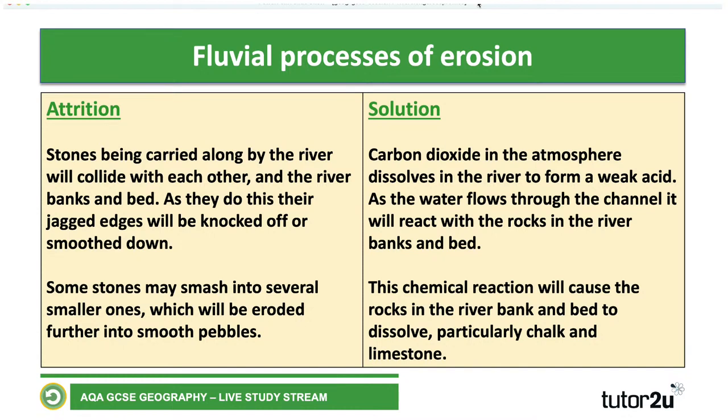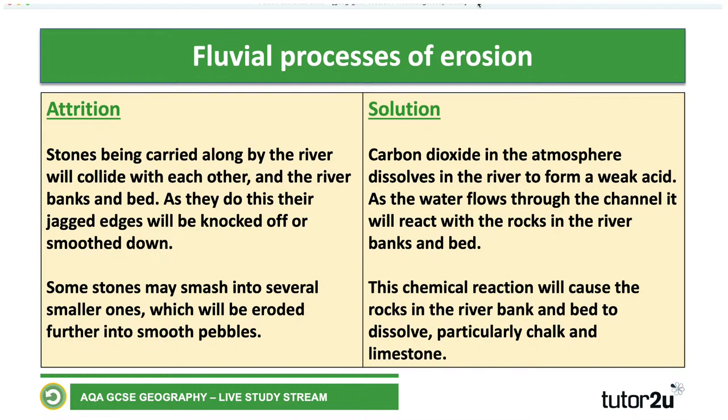So attrition, we talked about those stones being carried along by the river. They collide with each other. And as they do that, the jagged edges will be knocked off and they will be smoothed out. But they will also smash into smaller stones, which then will be eroded further and they will become smoother over time. And then in terms of solution, hopefully from science, we know that solution involves dissolving something.